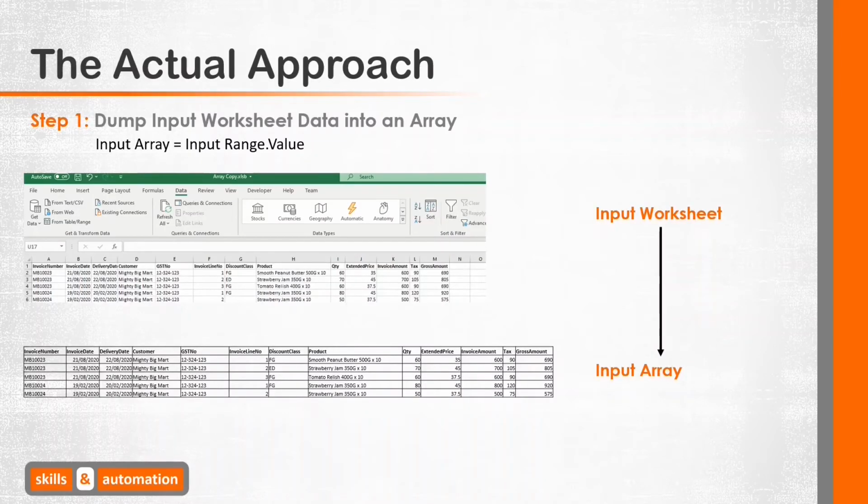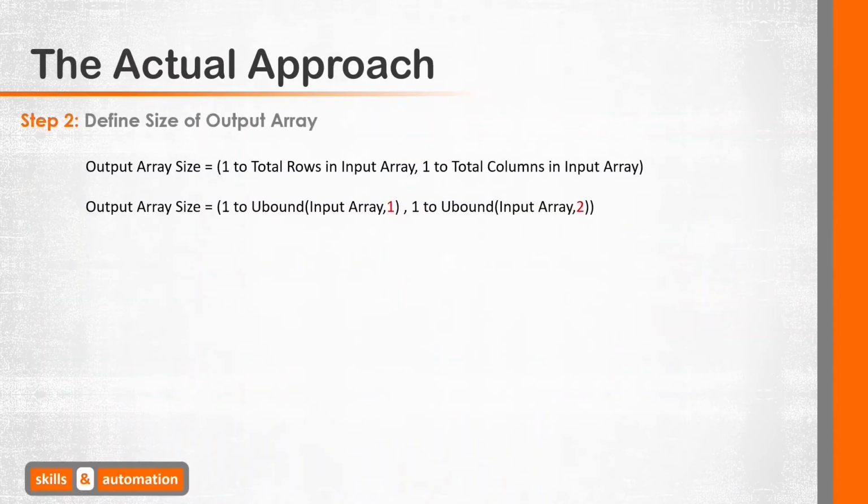Now, let's look at the detailed actual approach that we are going to follow. We will dump the entire input worksheet data into an array, and this is unbelievably super easy. This is our high-level formula for doing that. Next, we define the size of the output array to be equal to the same size of the input array. So the output array will have the same number of rows as the input array and the same number of total columns as the input array. And in more technical terms, the total rows is basically the upper bound of the input array in the first dimension and the upper bound of the input array in the second dimension, which is the columns in our case.